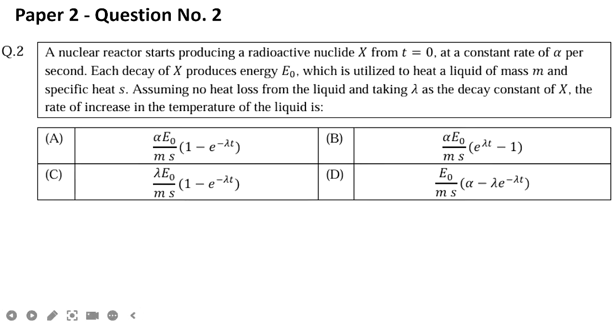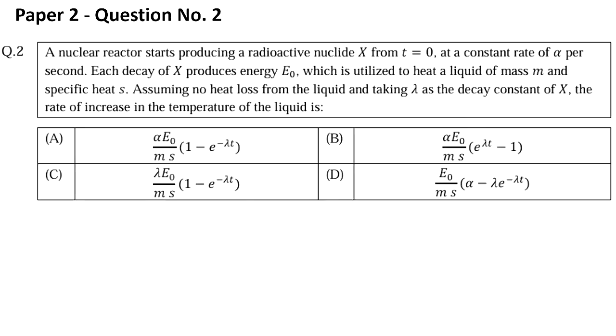Production rate is alpha. Each decay of X produces energy of E naught. This energy is utilized to heat a liquid of mass M, and the specific heat of the liquid is given as S, assuming no heat loss from the liquid.